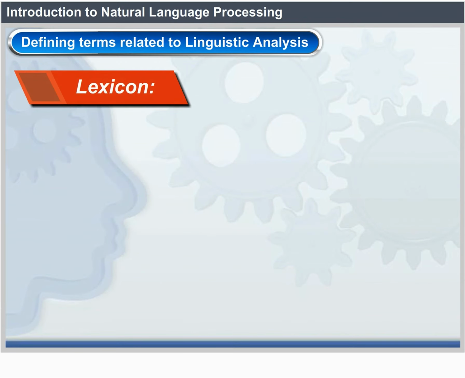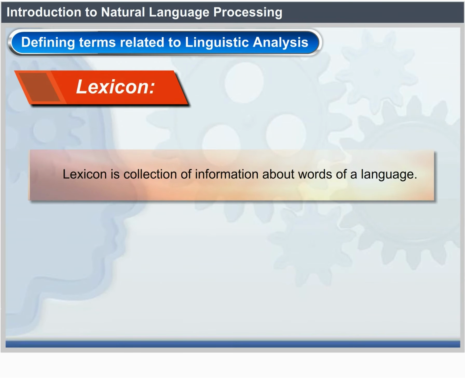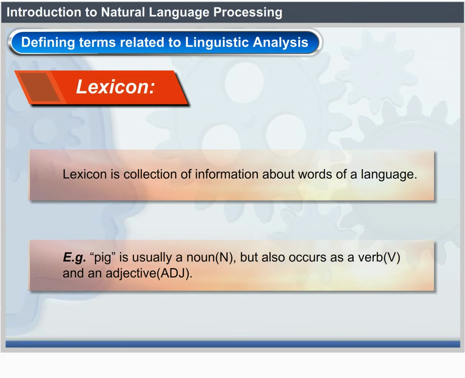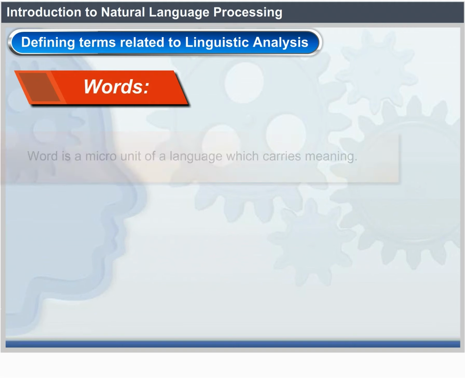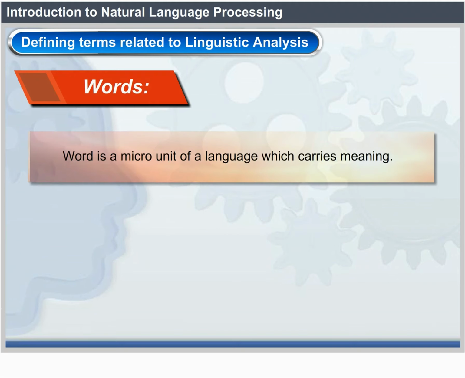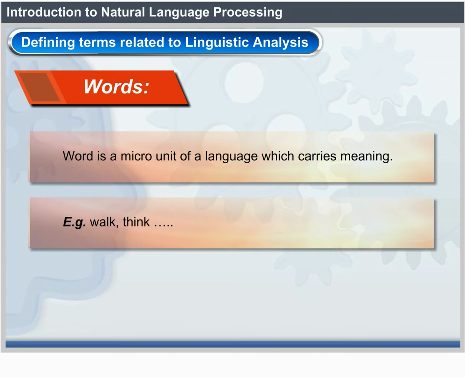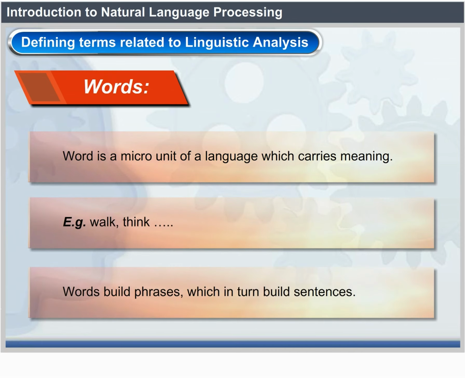Lexicon. Lexicon is a collection of information about words of a language. Example, pig is usually a noun but also occurs as a verb and an adjective. Words. A word is a micro unit of a language which carries meaning. Example, walk, think. Words build phrases, which in turn build sentences.